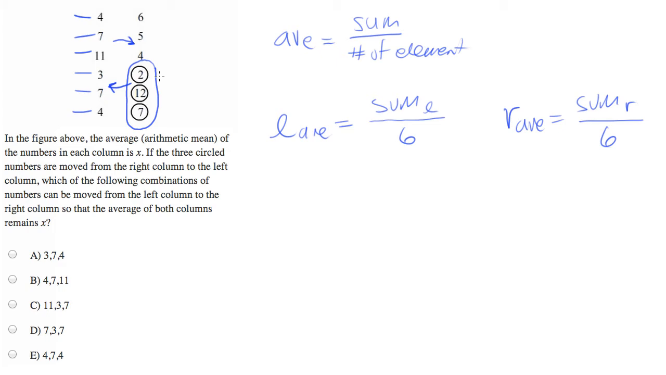To do that, first let's figure out what we took away. We took away a 2, a 12, and a 7. And if you add that up, it's 21.